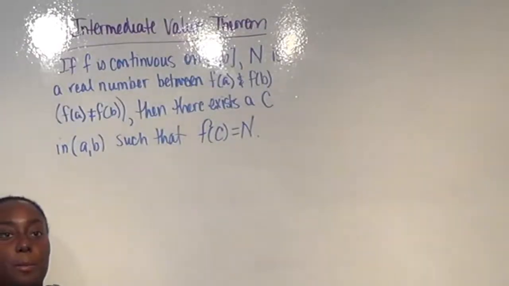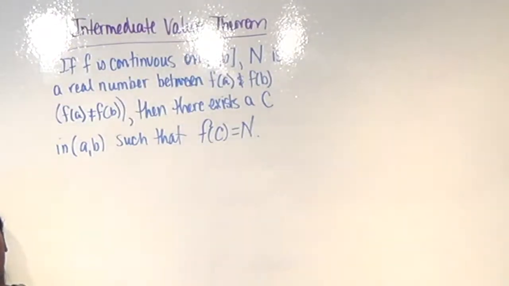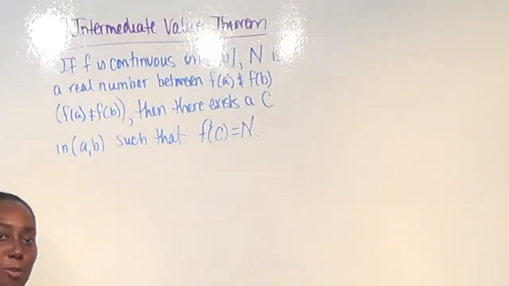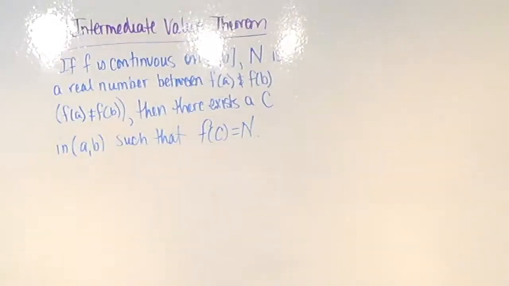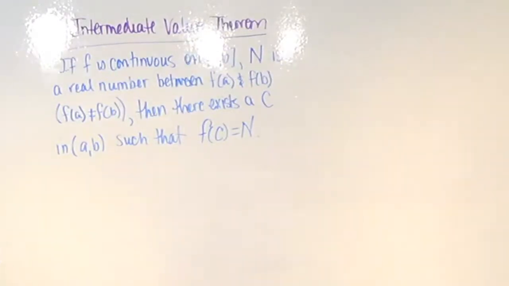So one last property that we get from our continuity is the intermediate value theorem. And basically this gives us a way to find values within intervals that are continuous. And the values can be various at this point, but will later lead us to another property that we use later on. So if f is a continuous function on a closed interval a to b, and n is a real number between f of a and f of b, so we're assuming that f of a and f of b are not equal, then there exists a c in the open interval ab such that f of c is equal to n.